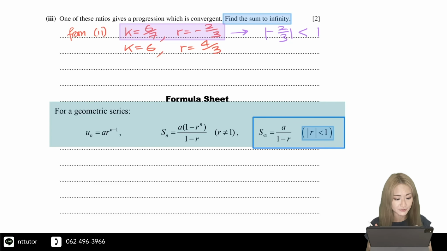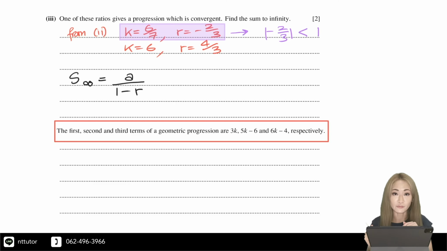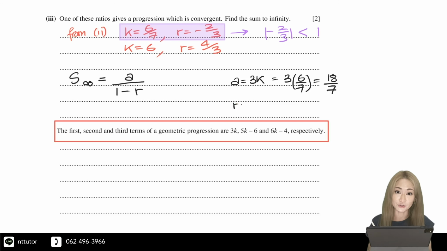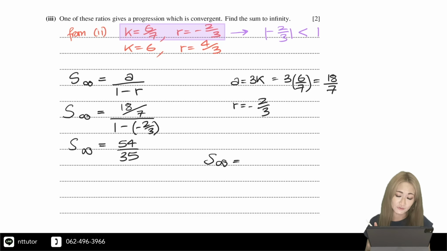So all we need to do to find the sum to infinity is substitute these values into the formula a over 1 minus r. We know that the first, second, and third terms are as follows from the first part of the question. This means that the first term is equal to 3k, so a equals 3k, and we're using k equals 6 over 7. So a equals 3 times 6 over 7, that's 18 over 7. And r is equal to minus 2 over 3. So substituting that into s infinity gives 18 over 7 divided by 1 minus minus 2 over 3. That gives 54 over 35. So the sum to infinity is 54 over 35.